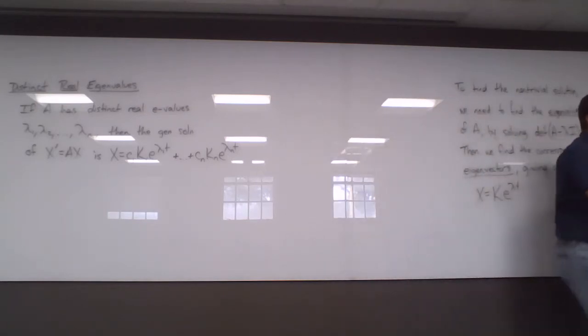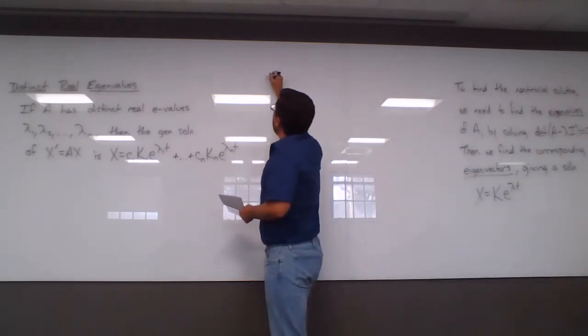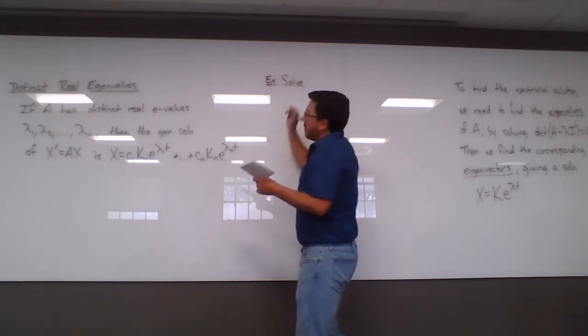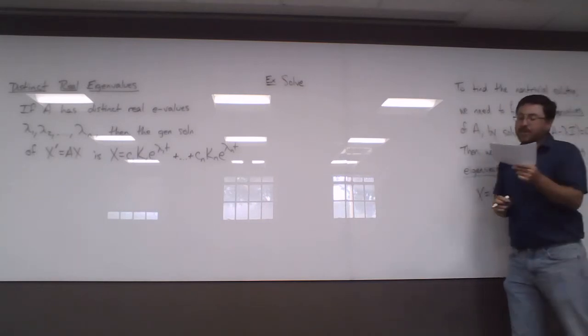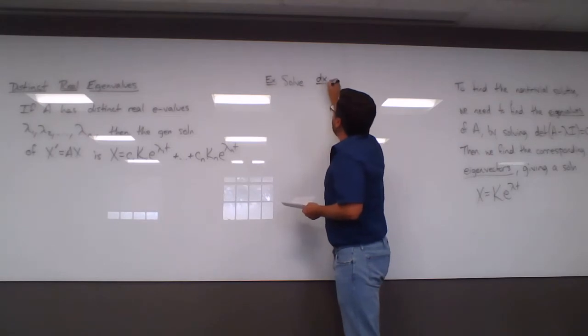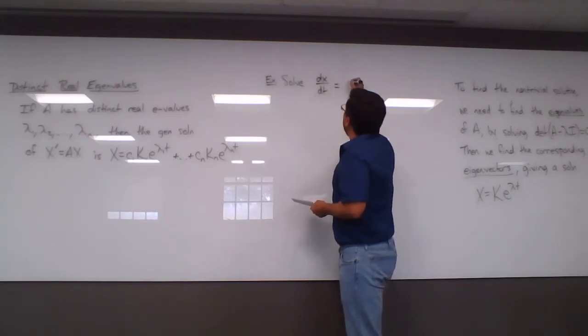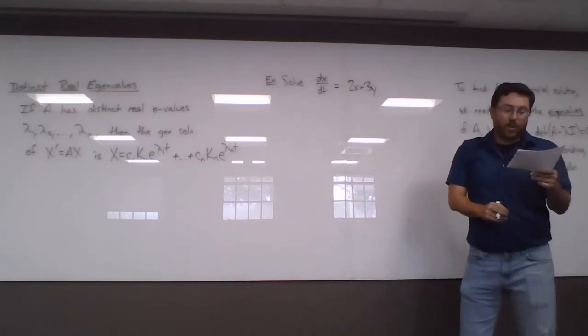So let's start with an example of that. Solve the system of equations dx/dt equals 2x plus 3y, and dy/dt equals 2x plus y.